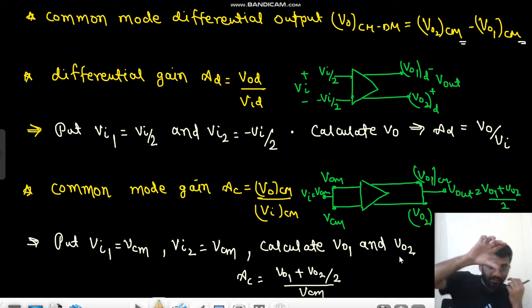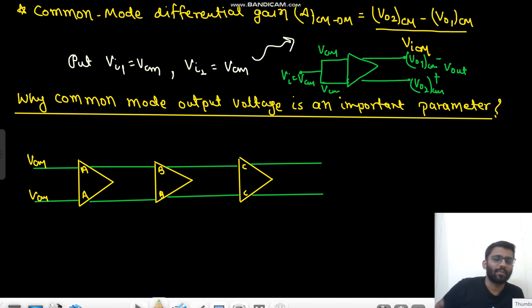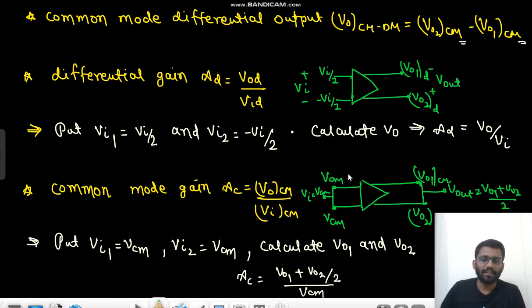Differential signal applied, differential output. Common mode signal applied, average of output. Common mode signal applied, difference of output. Okay, this is the difference between the noise. Now, this is the average of the noise output.